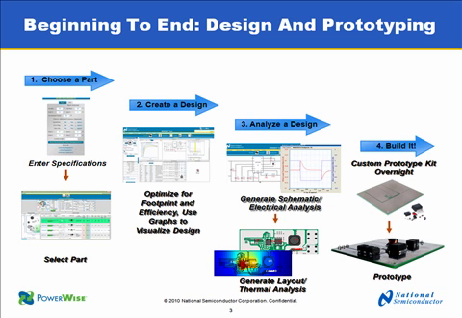Step 3 is the Analyze a Design step, and here you can do simulations such as SPICE simulations, and you can look at dynamic electrical behavior such as load transients, line transients, startup. You can also do thermal simulations with many of the parts. And the last step would be Build It, and this allows you to get a custom prototype kit shipped overnight for those parts that have it. Not all parts have Build It or thermal simulation.